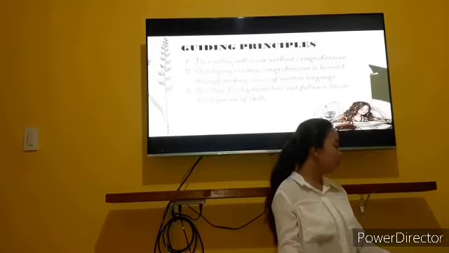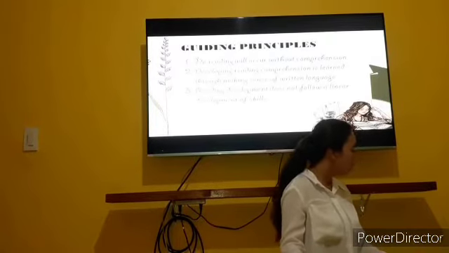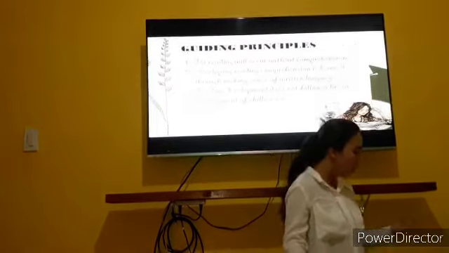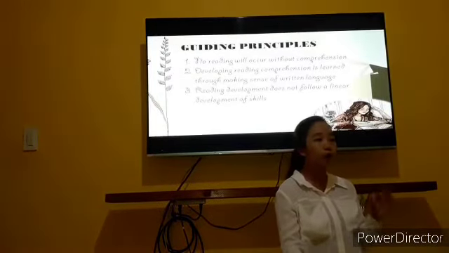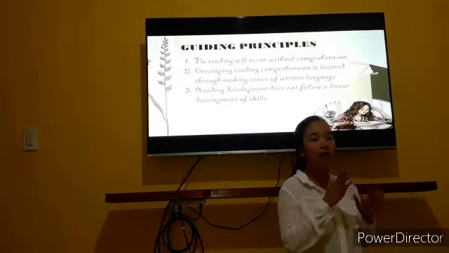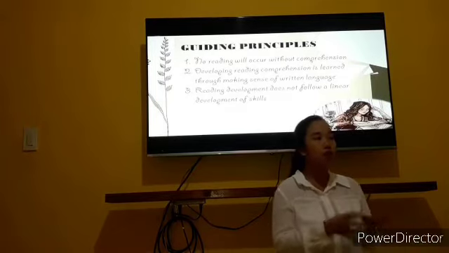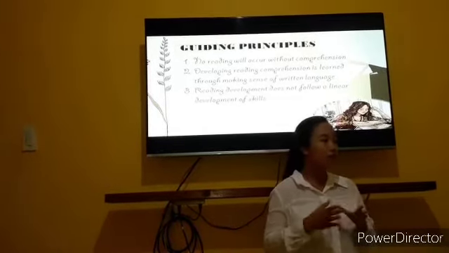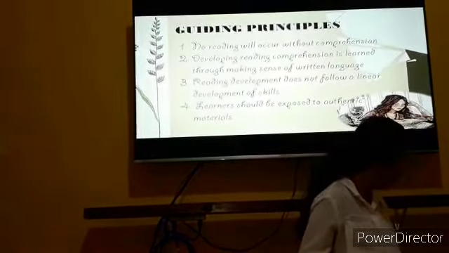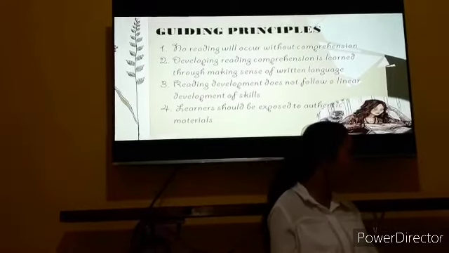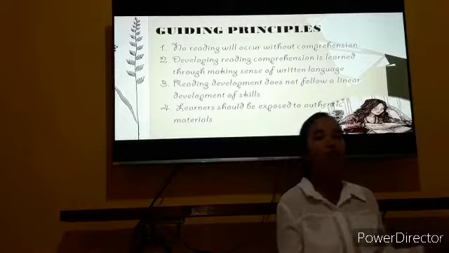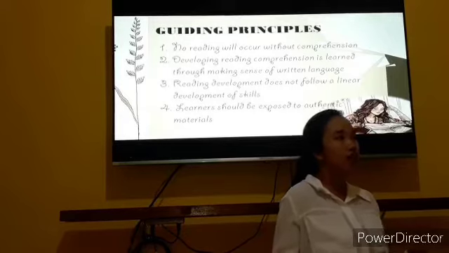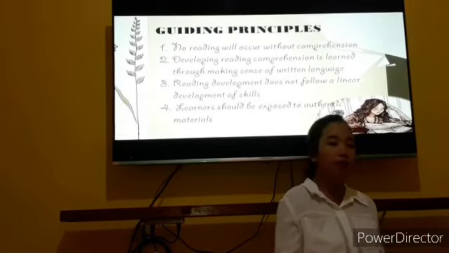Third is reading development does not follow a linear development of skills. A student does not develop from part to whole, but whole to part. Not smallest to bigger, but bigger to smallest. Next is, learners should be exposed to authentic materials. These authentic materials could be their interest, their level of interest, so that they can engage themselves and actively participate in the lesson.